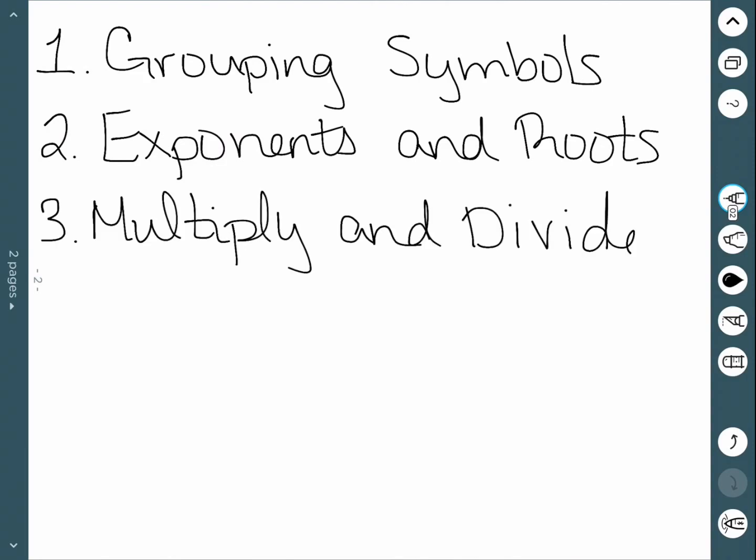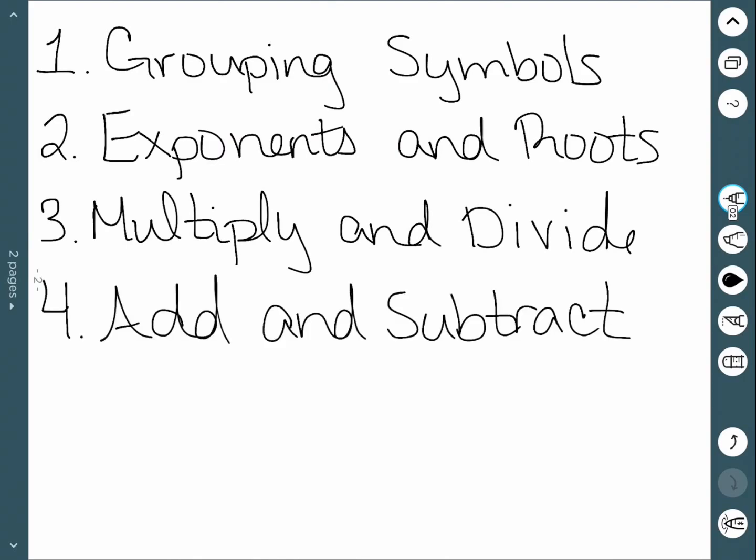Step 3, we need to do our multiplication and division. Like we said before, whenever something's in the same group, we work left to right. So we're going to multiply and divide starting at the left and moving to the right. Our final step, we need to add and subtract. Once again, moving from left to right, we do want to do these at the same level, just moving from left to right instead of all the addition first and then all of the subtraction. So now that we have the rules, let's do some examples.